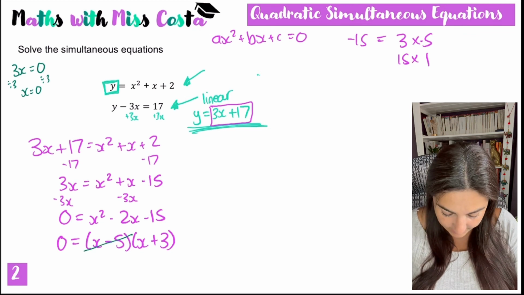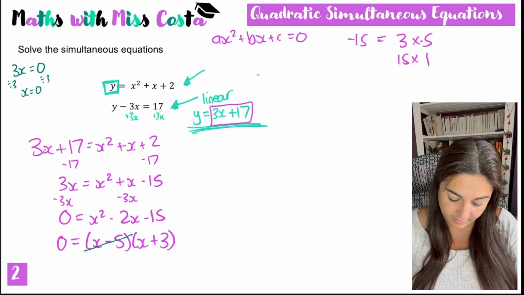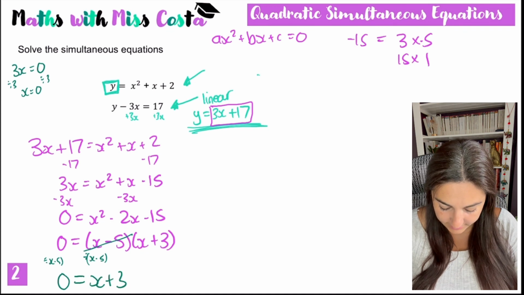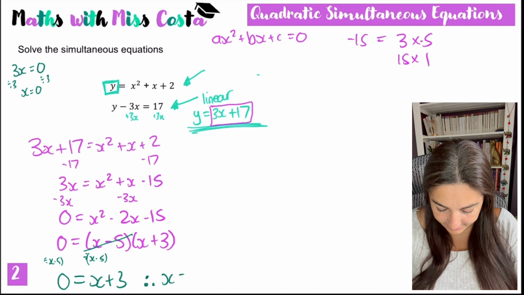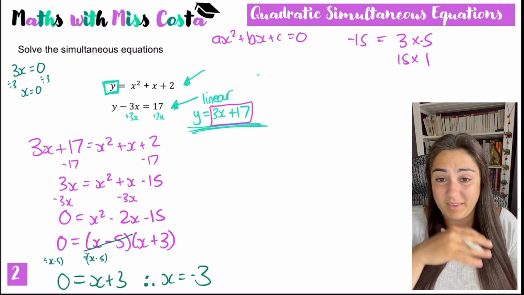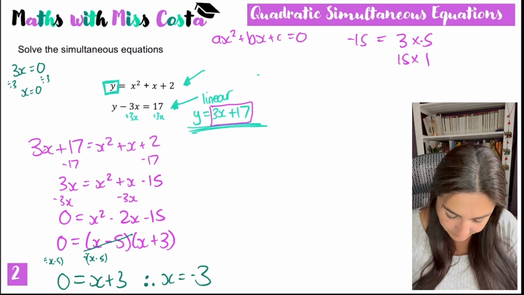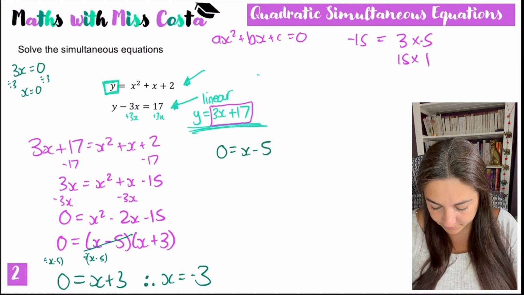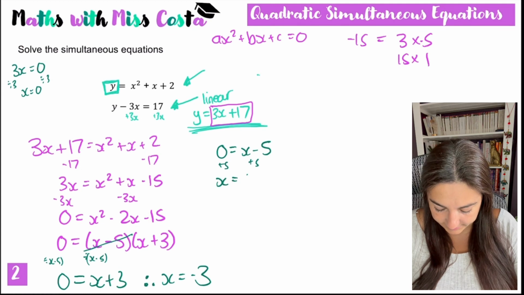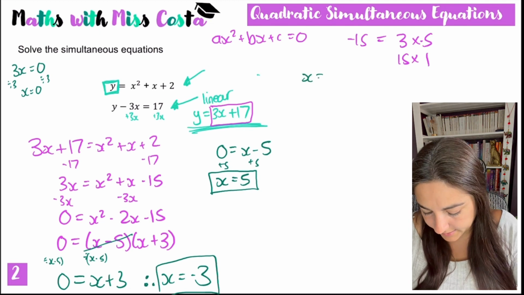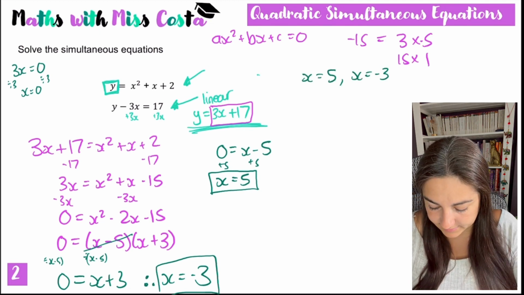We choose one of the brackets and we divide both sides of the equations by it. So if I divided by x, take 5, 0 divided by x, take 5 is 0. So I'd just be left with 0 equals x plus 3. So therefore, x equals -3. I do that again, but with the other bracket. So I'd be left with 0 equals x take 5. So add 5 to both sides. Therefore, x equals 5. So your first part of your answer is x equals 5 and also x equals -3.